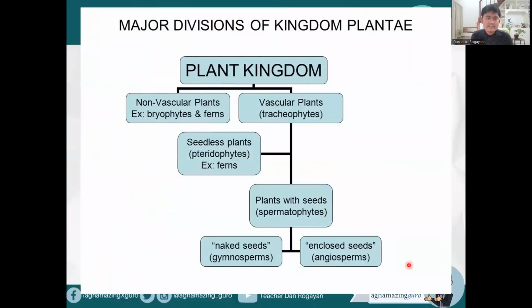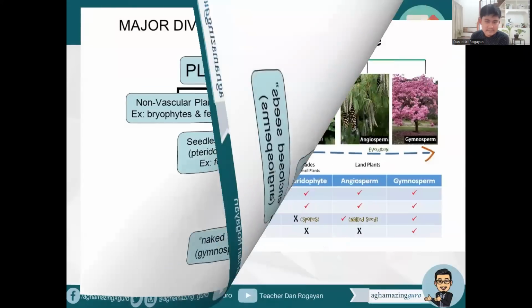Right? So next. So some major division of kingdom Plantae, no? So pag nakita sa board exam, which is an example of non-vascular plant, lagi niyang titignan ang bryophytes and ferns. Usually nilalagay sa pagpipilian bryophytes. Pag non-vascular, bryophytes, okay? Then for vascular plants, tracheophytes, so we have seedless plants like pteridophytes here, plants with seeds, spermatophytes, and naked seeds, gymnosperms, and enclosed seeds, angiosperms.